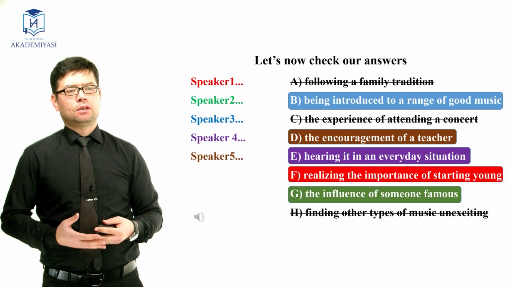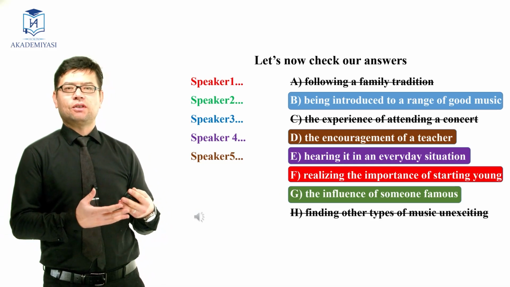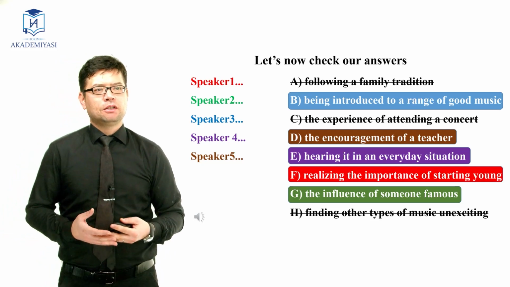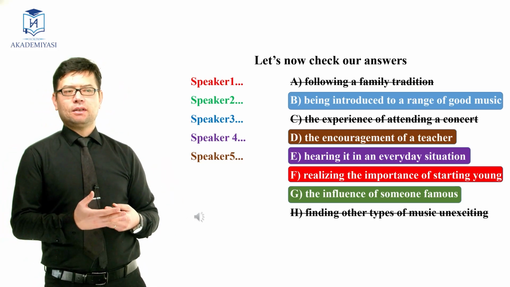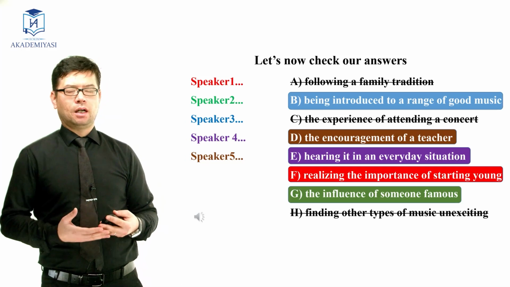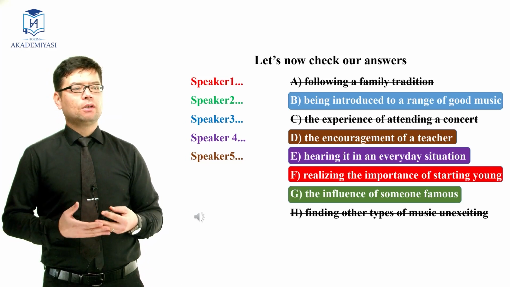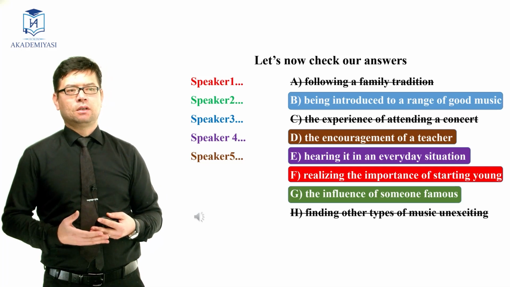The numbers of the speakers and the answer options are given in the same color. For example, speaker 1, it is F, realizing the importance of starting young. Speaker 2, it's G, the influence of someone famous.